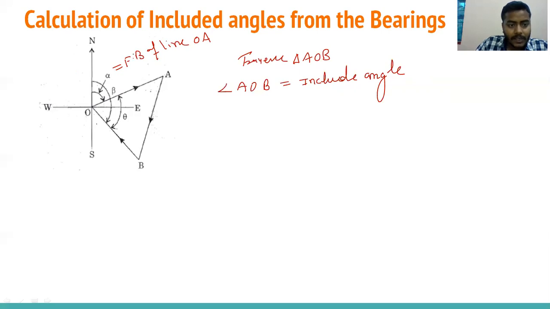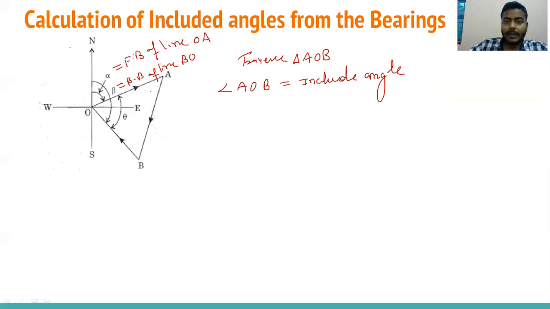And see, what is the direction of work here? B to O, B to A. And we are taking the angle at O and sighting towards B. So we can say beta here is the back bearing of line, what line? Of line BO. Am I right?